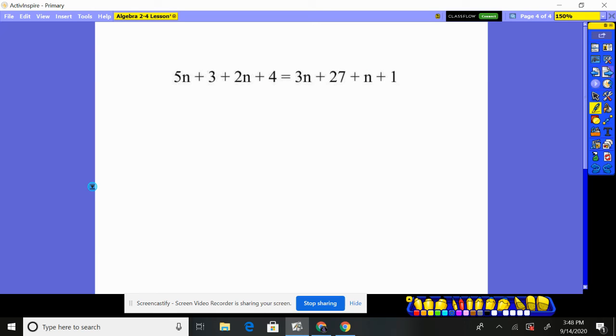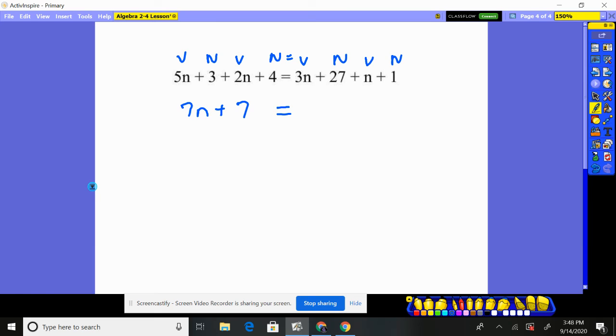All right, we have a variable plus a number plus a variable plus a number, a lot of pieces to put together there, equals a variable piece, a number piece, a variable piece, a number piece. Okay, so here's our equal sign. Let's look to the left of the equal. Who goes together? 5n and 2n goes together, that's 7n. 3 and 4 goes together, that's the number 7.